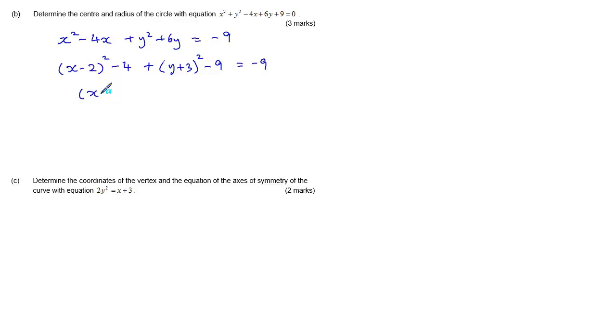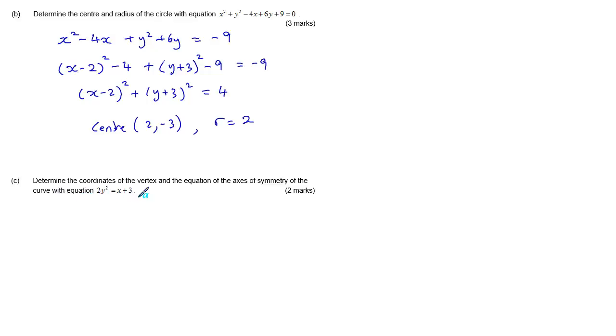So we have (x - 2)² + (y + 3)² equals, well, if the 9 goes over there, that becomes 0. The 4 goes over, then we end up with 4. So we can see that the centre is at (2, -3), and the radius is the square root of 4, which is 2.